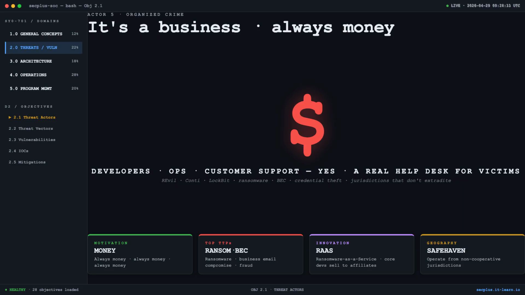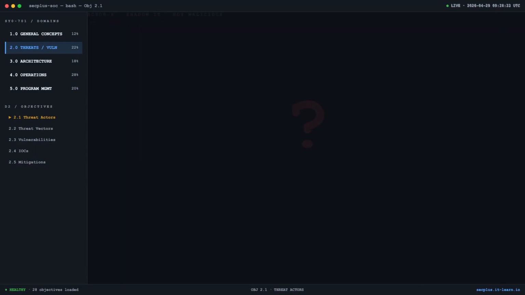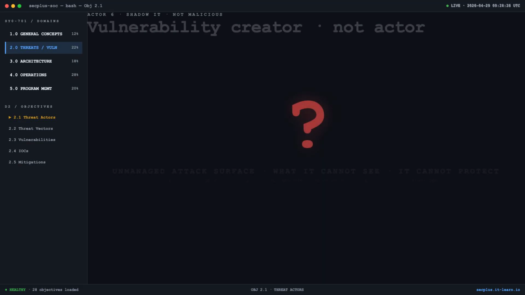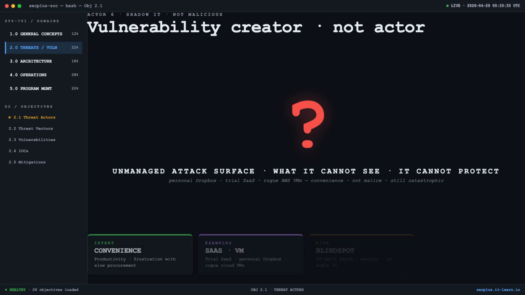And then there is shadow IT, which CompTIA lists in this objective, even though it is not really a malicious actor. Shadow IT is unauthorized technology used inside the organization without IT's knowledge. Personal Dropbox. Some random SaaS app sales picked up on a free trial. A developer spinning up his own AWS VM because procurement is too slow. The intent is almost never malicious. The intent is convenience. Productivity. Frustration with restrictive approved tools lists.